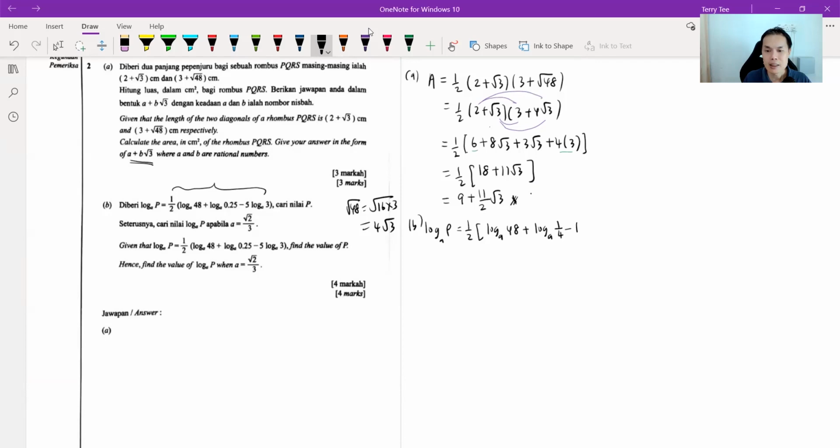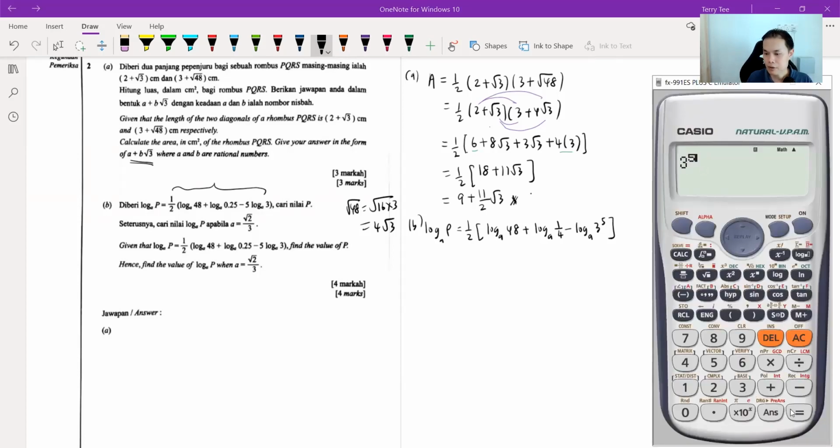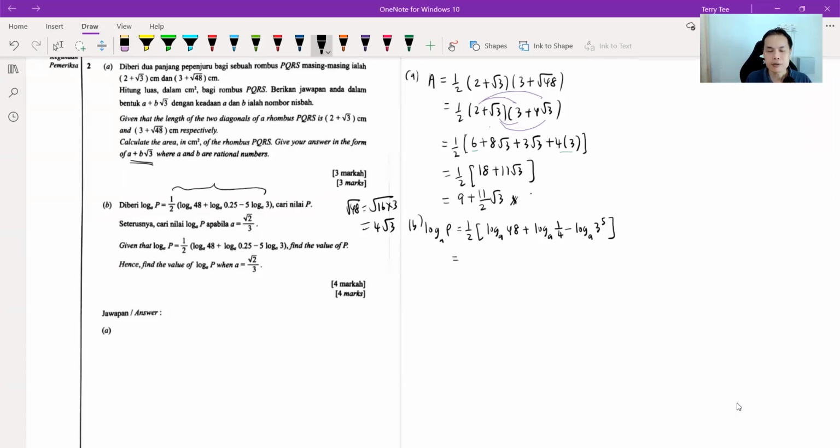And then minus the 5 you bring up, log base A 3 to the power 5. Okay, now you can use a calculator and write 3 power 5. 3 power 5 is 243. Can you see that? You can choose to do that, right?